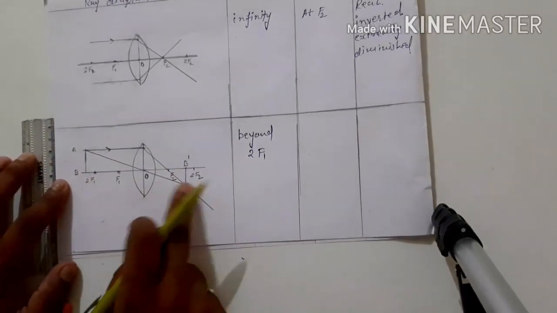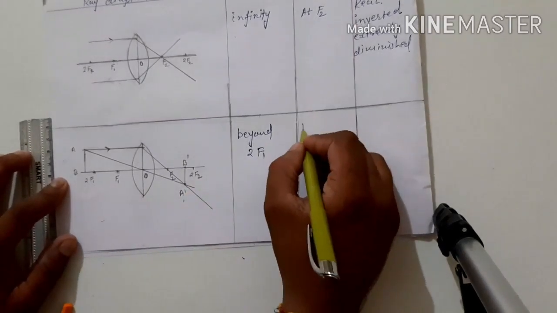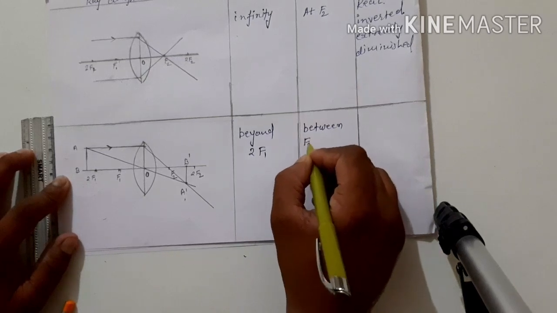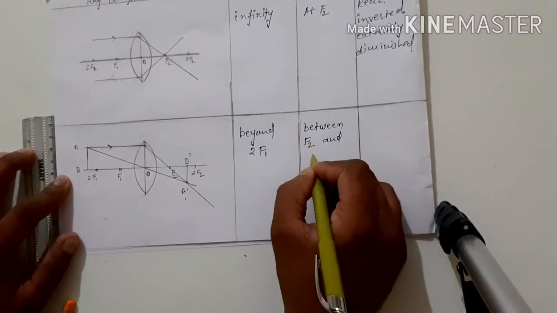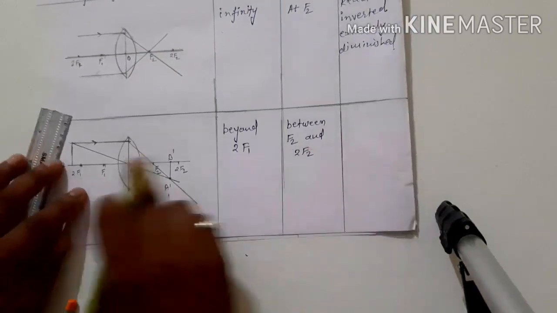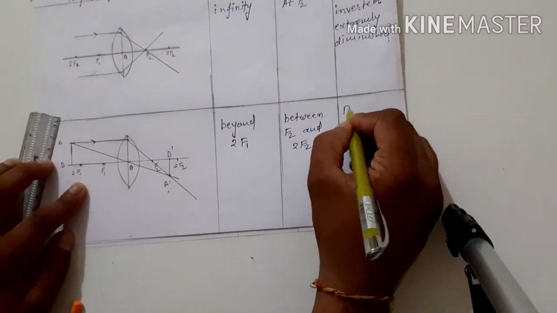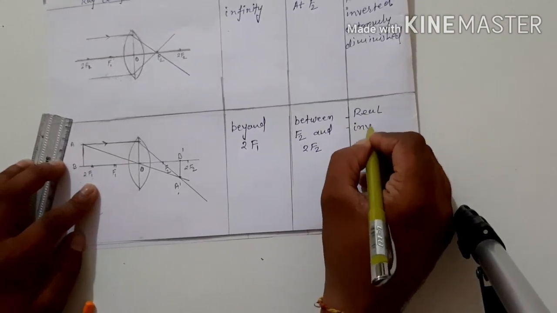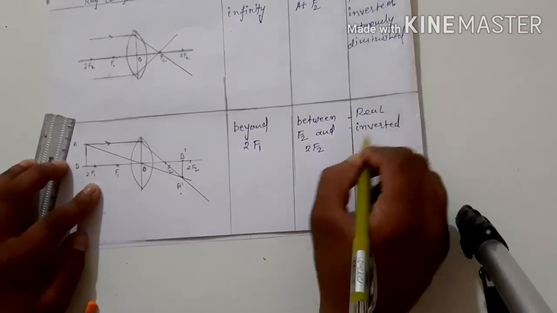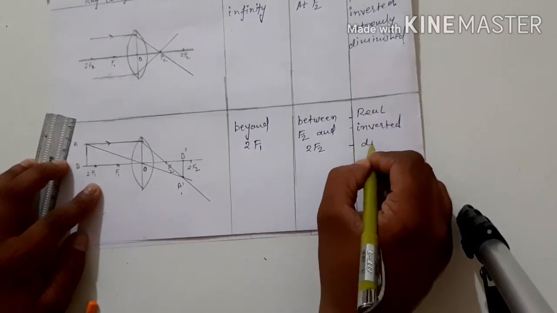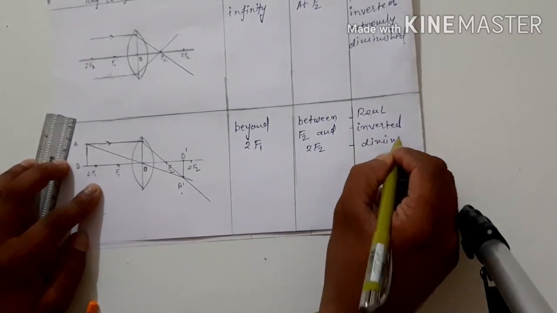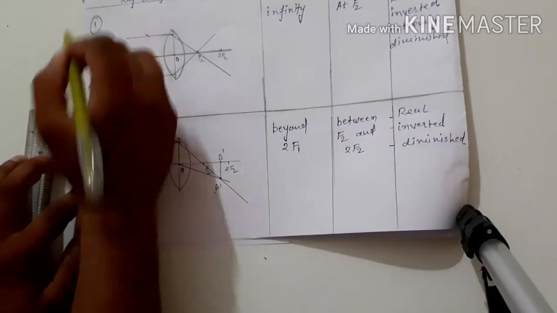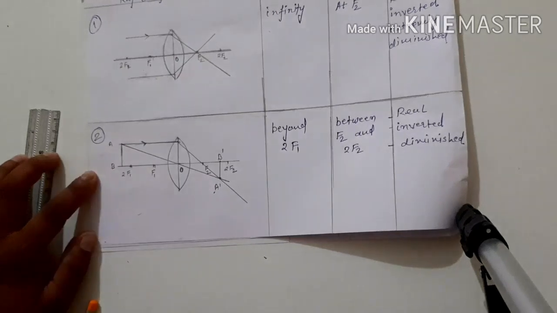So our image is formed between F2 and 2F2. How is the image? Since the rays really intersect, it will be real, it is inverted, and it is smaller than the object, so it will be diminished. Okay, right? So that was our first case, and this is our second case.